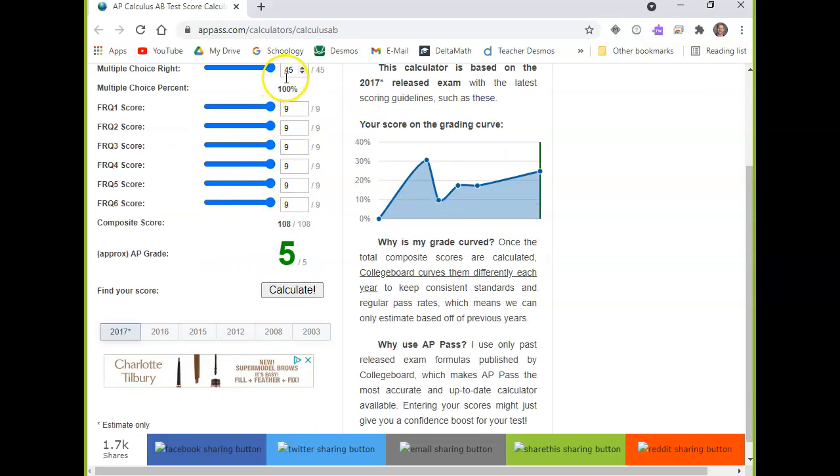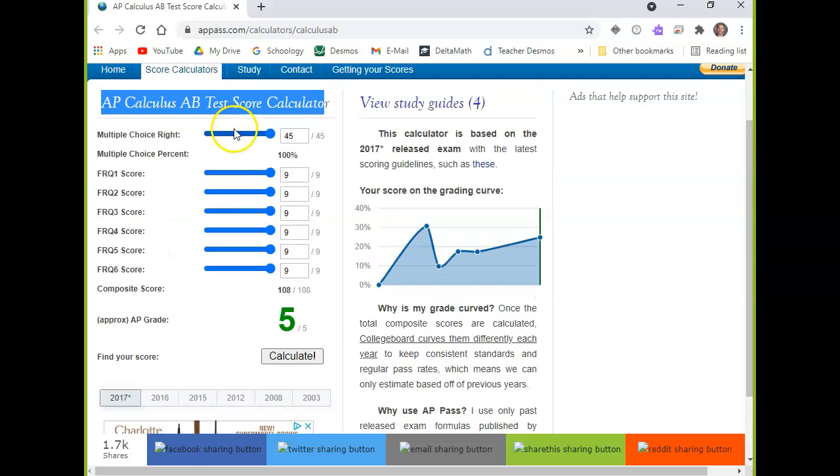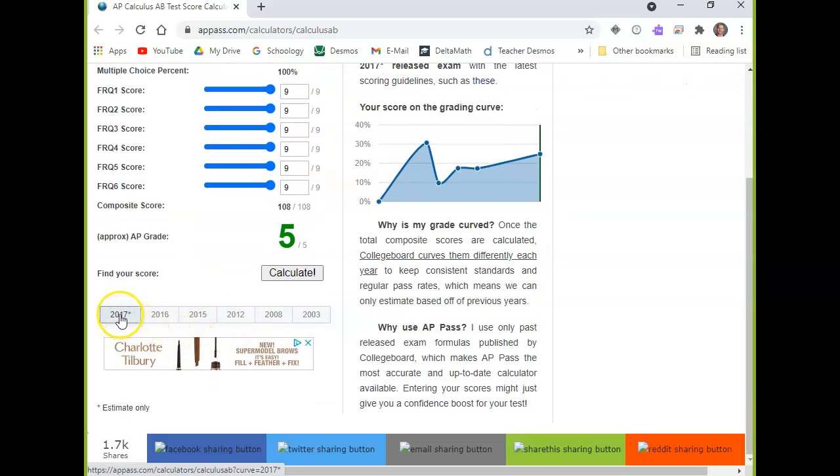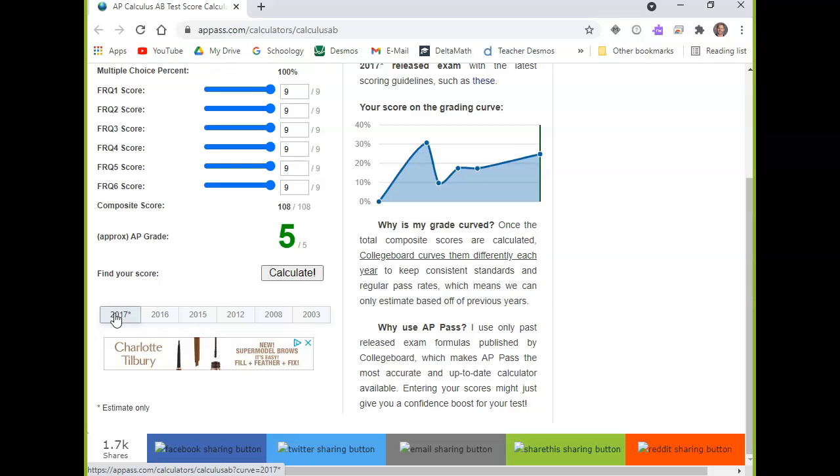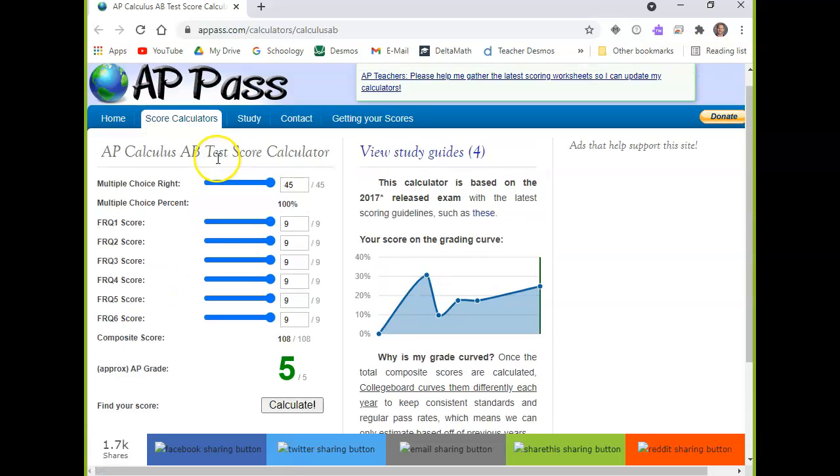So how would I earn a 5? Obviously, if you got everything right, the 45 questions on multiple choice and the 6 9-point free response questions. So if you got 100%, you get a 5, no problem, right? And this is from 2017. So this is not super recent, but it just kind of gives you an idea of what scores you can get. Now, let's have some fun with this.